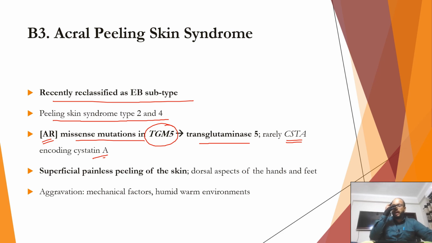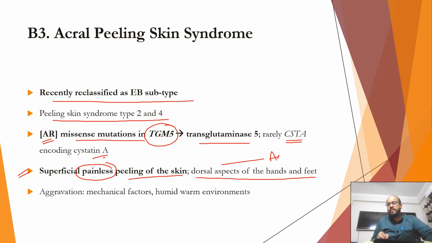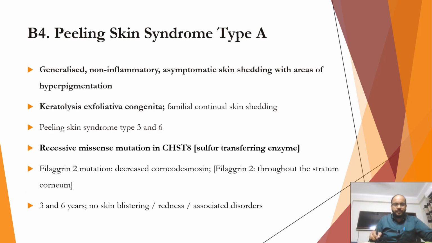So I would request you to go back and see the video on basics of keratinization to understand the function of transglutaminase 5. It leads to superficial painless peeling. Remember, painless peeling of the skin, especially at the dorsal aspects of the hands and feet, and that is why it is known as acral, on the acral sites. Mechanical factors, that means mechanical trauma, and humid warm environments can aggravate the peeling.